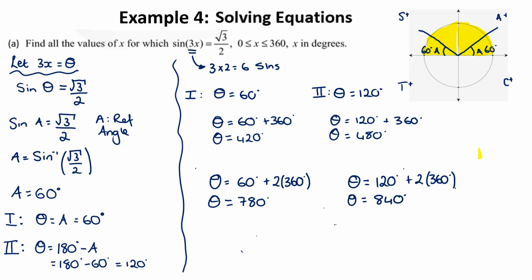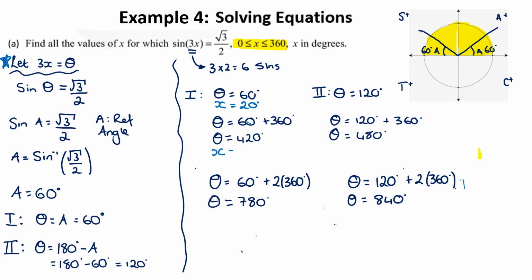And you'd say, well, actually, these answers are not between 0 and 360, like we were asked, and that is true, they're not. But also bear in mind that we weren't asked anything about theta. We were actually asked about x. So we're going back to our substitution we did here at the start, that 3x equals theta. So actually, if theta equals 60 degrees, x actually just equals 20.